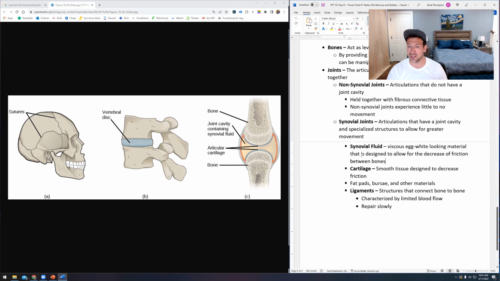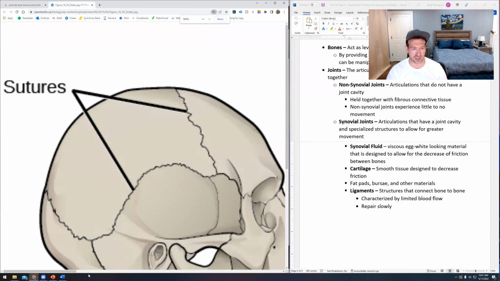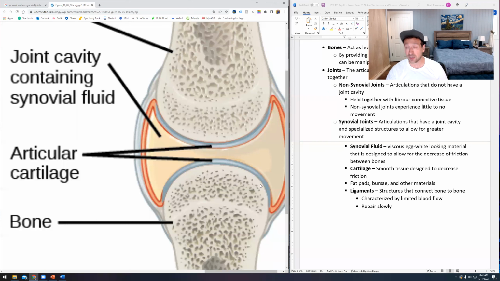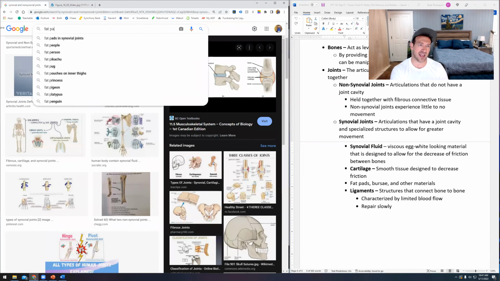It's like a lubricant. We'll also see some cartilage oftentimes. You can see that here in this picture. We go over here, see how there's cartilage, right? That's also going to decrease friction if those bones happen to touch each other at some point. We'll also see things like fat pads, bursa. So fat pads.